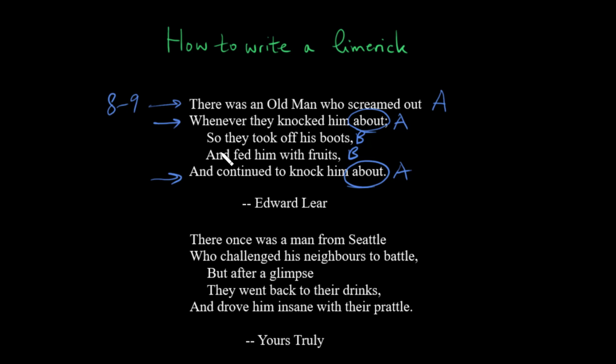Then the third and the fourth lines are a little bit shorter, and they usually have 5 to 6 syllables. And again, there's a little bit of variation, but you can see that in Edward Lear's limerick here, the third line has 6 syllables, and the fourth one only has 5. So there's definitely room for play.